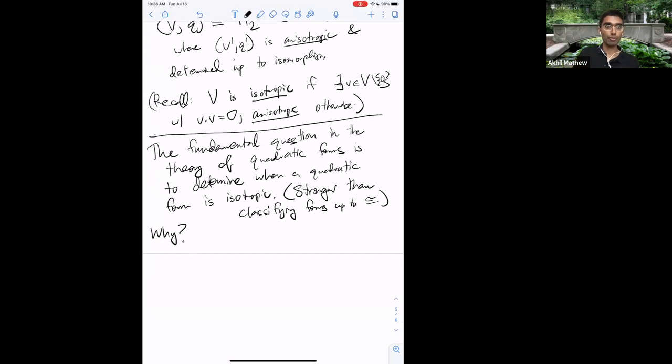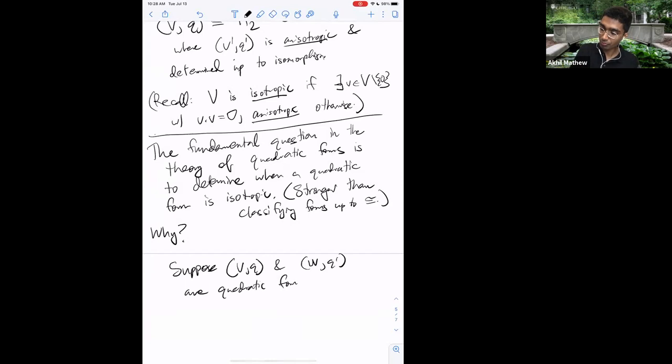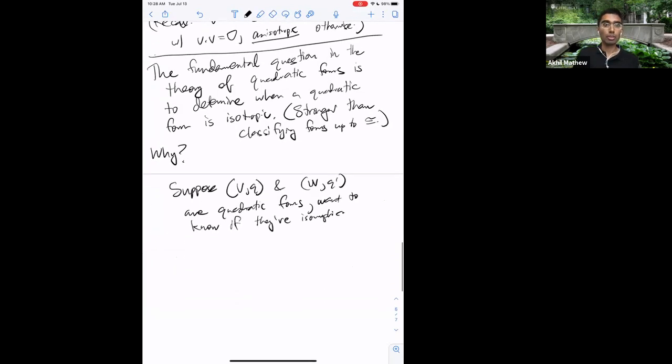Okay, so why is this really the fundamental question? Suppose you have some sort of oracle or machine that will tell you when quadratic forms are isotropic. And now let's suppose that (V, Q) and (W, Q') are quadratic forms, and you want to know if they're isomorphic. So how do you do this? Well, first you have your oracle, so you can ask, are V and W isotropic or anisotropic?